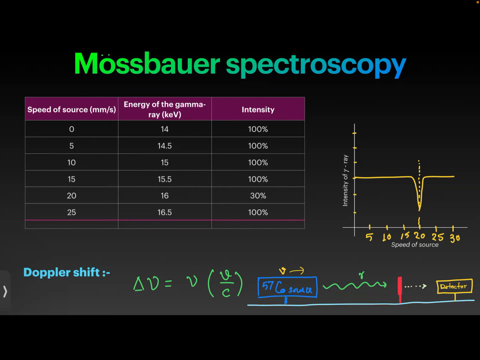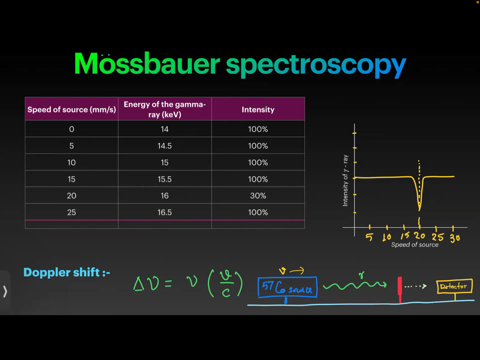Whatever gamma rays are reaching the detector, the intensity will decrease. So we will get one signal at a particular speed. Here, at 20 mm per second, a sudden drop will be there in the intensity, and we will see one signal. That Doppler shift we can calculate, which depends on the frequency of the radio frequency, the speed of the source, and the speed of the light.